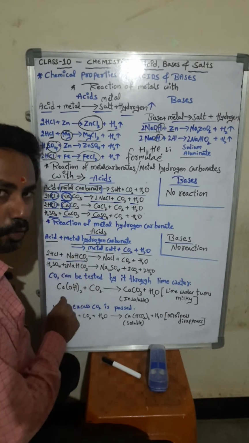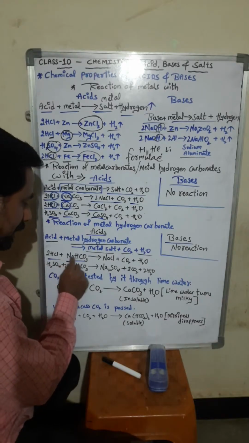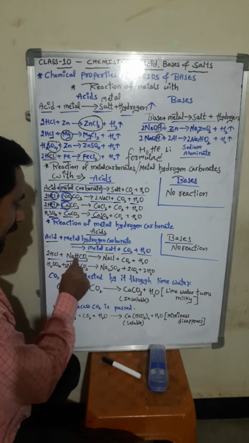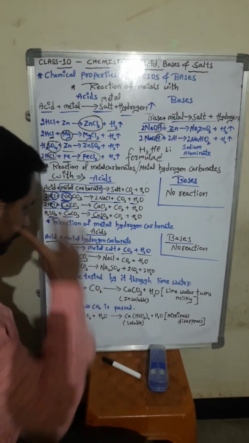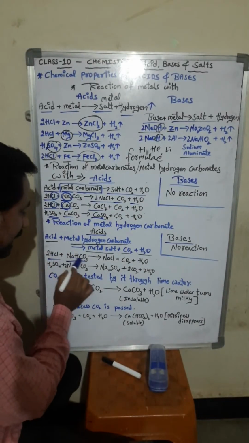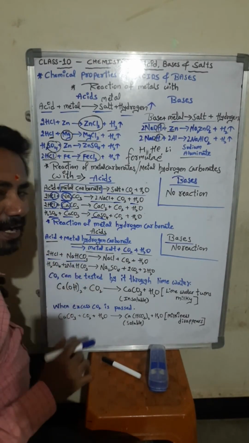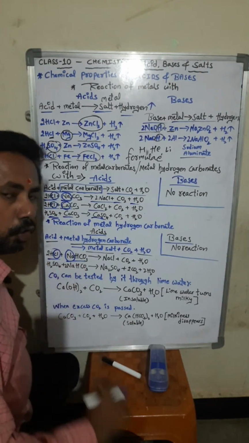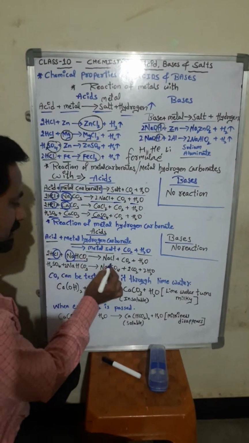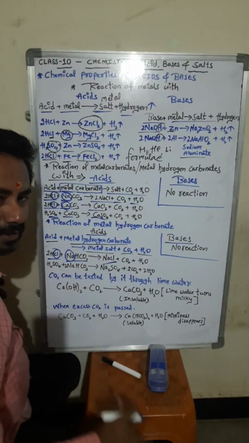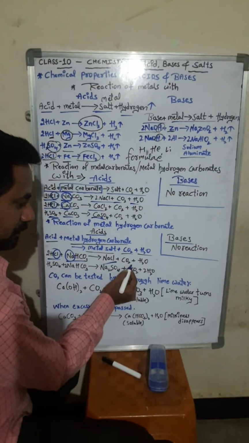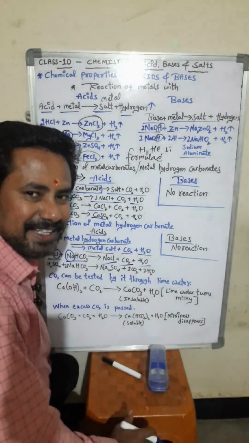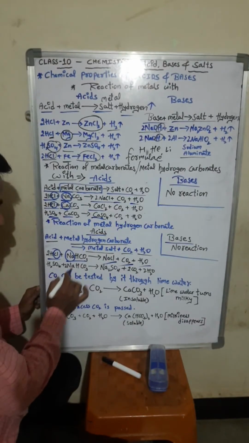Sodium hydrogen carbonate, or sodium bicarbonate, or metal hydrogen carbonate. Okay, fine. So this HCl is reacting with NaHCO3. What will form, students? This Na will react with chlorine to form NaCl, salt, a metal salt. Carbon dioxide and water are also forming. Simple, very easy.